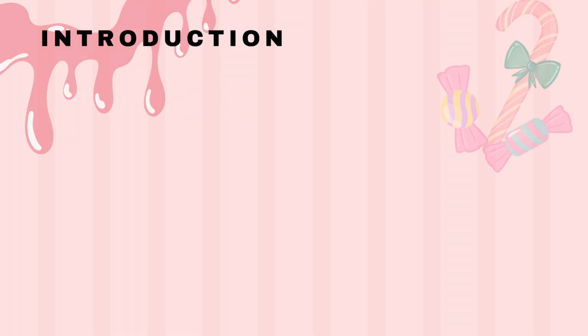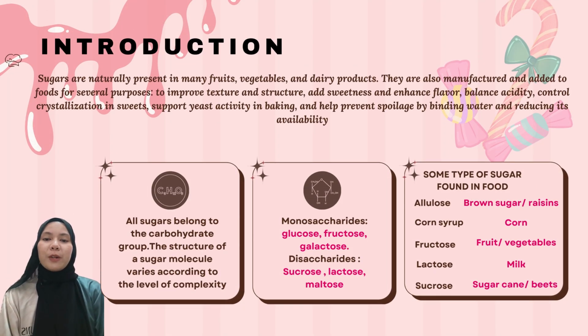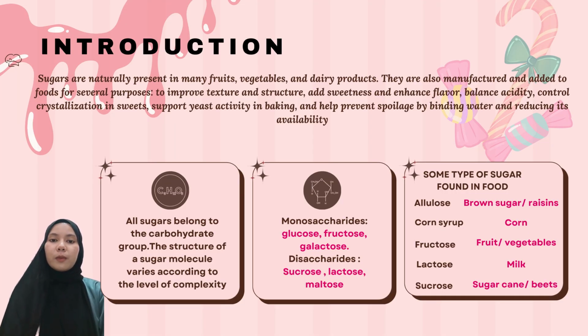Introduction. Sugars are naturally present in many fruit, vegetable, and dairy products. They are also manufactured and added to food for several purposes: to improve the texture and structure, add sweetness and enhance the flavor, balance the acidity, control the crystallization in sweets, support yeast activity in baking, and help to prevent spoilage by binding water and reducing its availability.